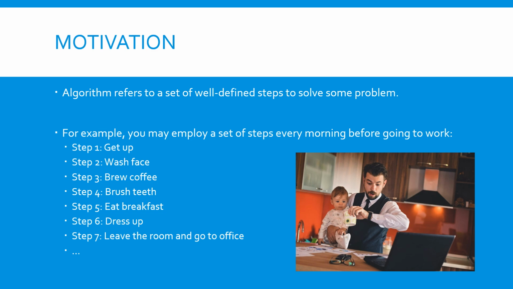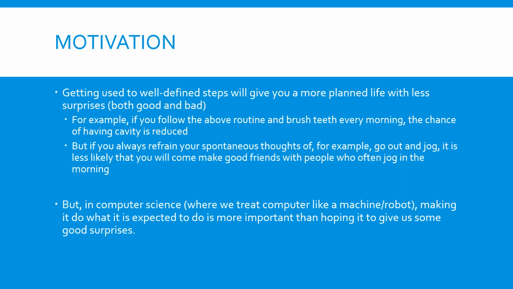For example, you can develop an algorithm that solves the problem of how to get up and go to work quickly every morning. The algorithm likely contains a set of steps. For example, we can have step 1 of getting up, step 2 of washing face, step 3 of brewing coffee, and so on. Once we have developed such an algorithm, we could adapt it to our daily routine or even recommend it to our friends who struggle with the same issue.